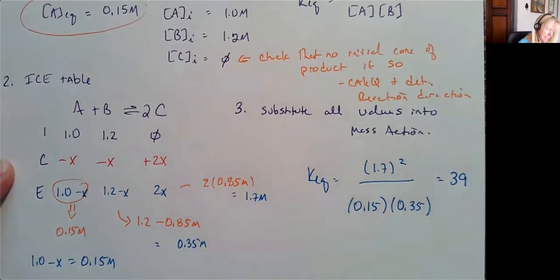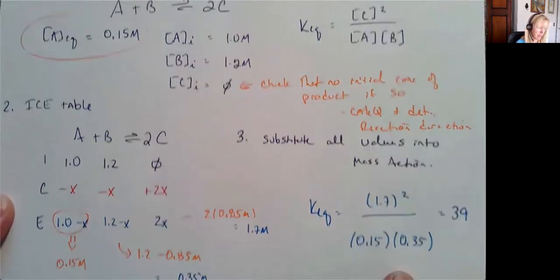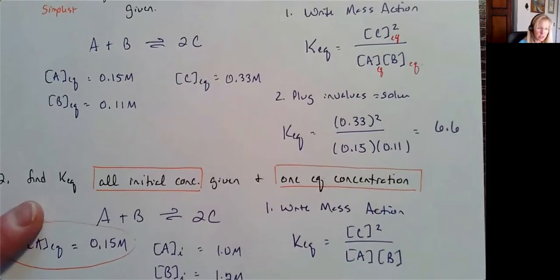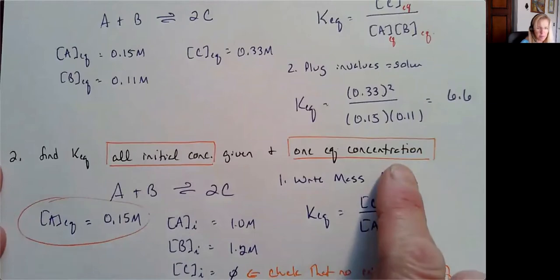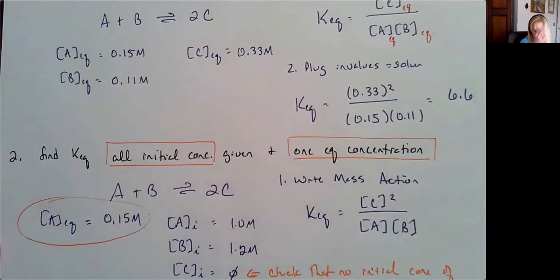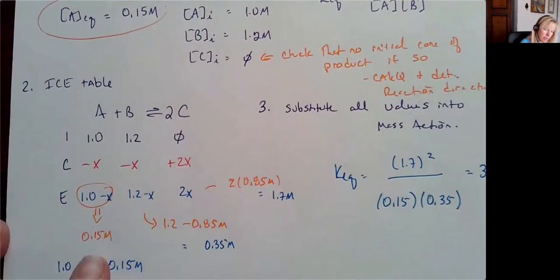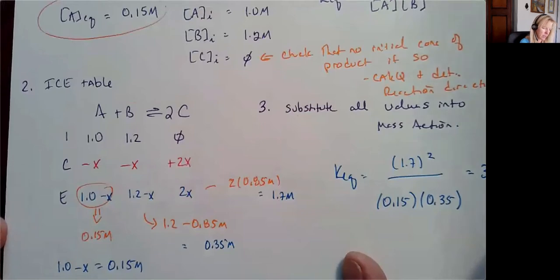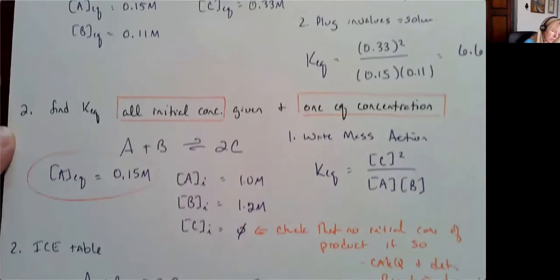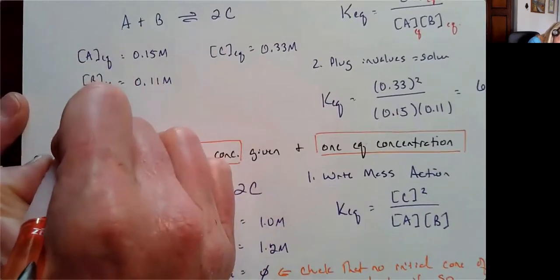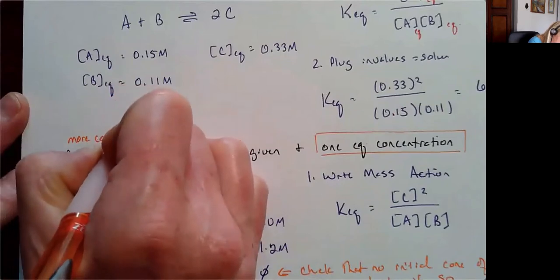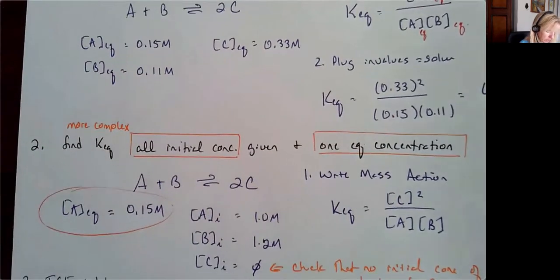So that's the second way, where I have all initial concentrations and one equilibrium concentration. I'm going to set up an ICE table, but I'm not going to need to solve a quadratic because I have one of my equilibrium concentrations, so I'm going to backtrack to find X from there. So this is a little bit more complex. On the complexity scale, this is more complex, but not terribly complex yet.